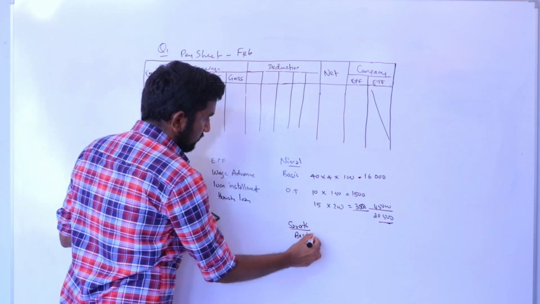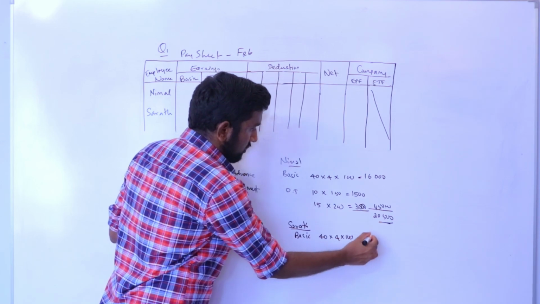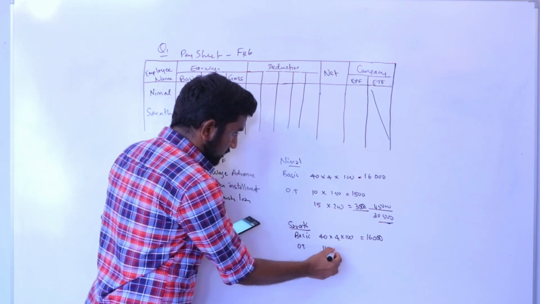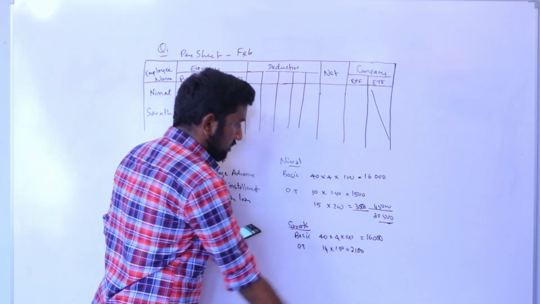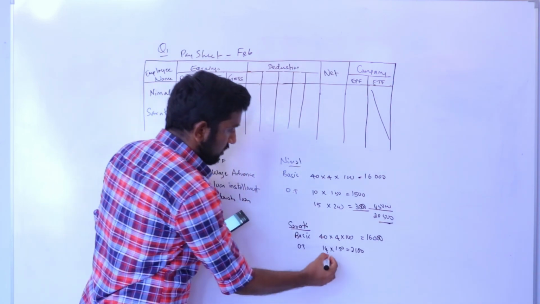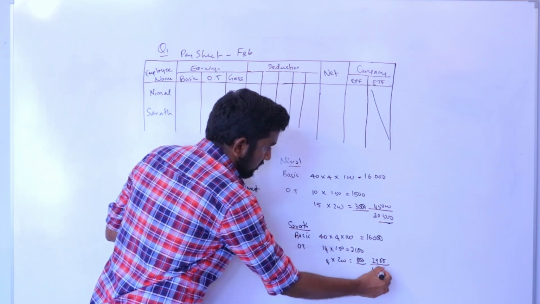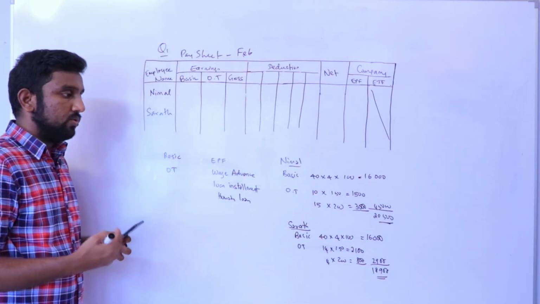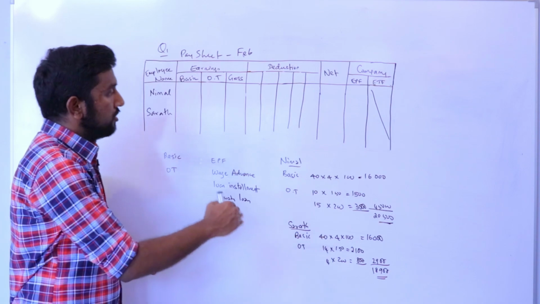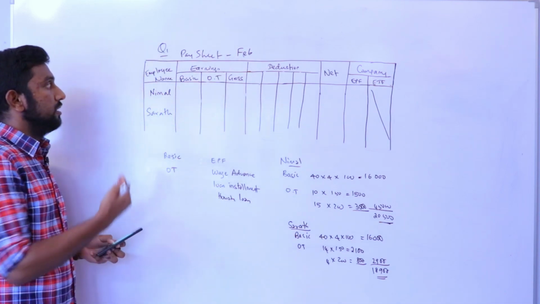Likewise, we have to find it for Sarath as well. Sarath's basic, again 40 into 4 into 100, is 16,000. He worked 14 hours on weekdays into 150, which is 2,100. Then he worked weekends only 4 hours, so 4 into 200, 800. So overtime is 2,900, and the total is 18,900. That kind of calculation you should know how to do. This is not about accounting. This is basic mathematical calculation, and you should know how to find the basic and overtime or any other additional earnings the employees earned.